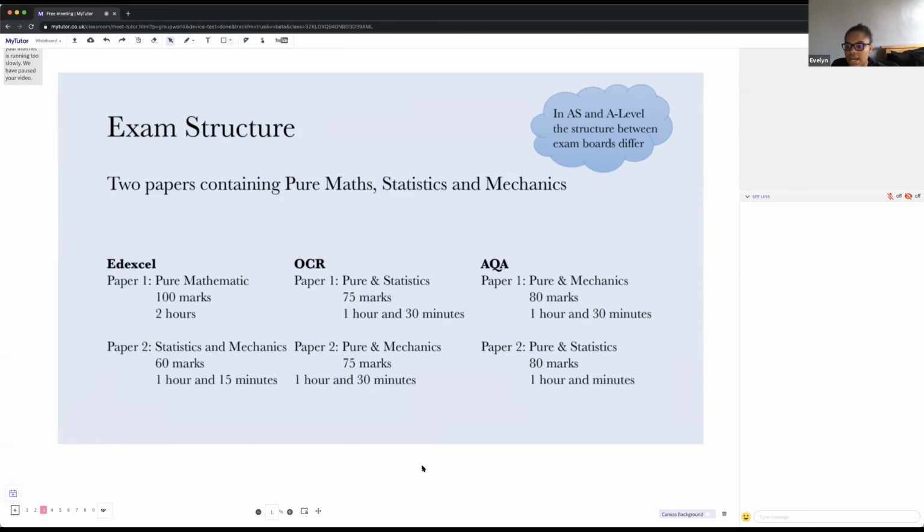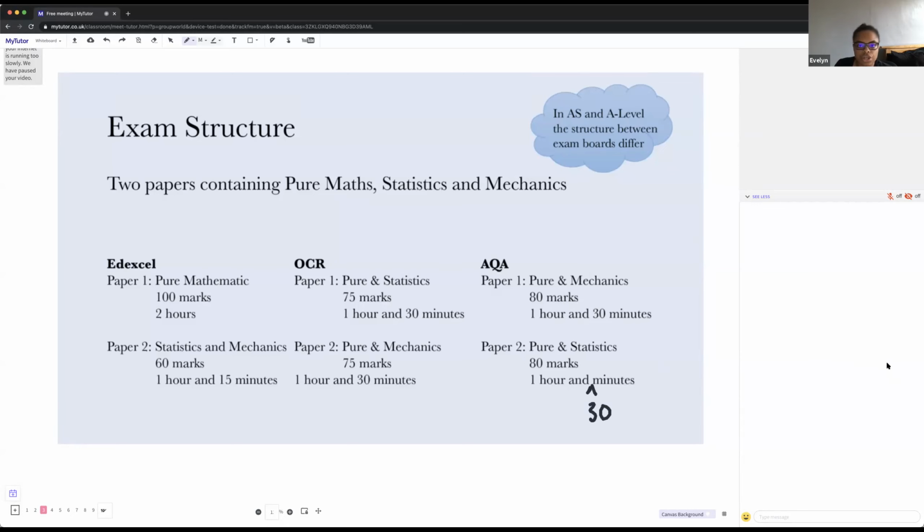So someone's asked, how long is the AQA paper 2? It should be 1 hour and 30 minutes. Sorry, I missed out the 30. So yeah, that is 1 hour and 30 minutes. So they're exactly the same length. The only one that's not the same in length is the Edexcel one.